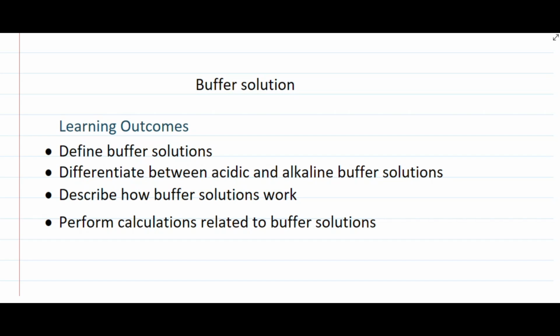Welcome everybody to today's class where we are talking about buffer solutions. Today we will look at the following learning outcomes where we are going to define buffer solutions. We'll be able to differentiate between acidic and alkaline buffer solutions. We should be able to describe how buffer solution works and perform calculations related to buffer solutions.